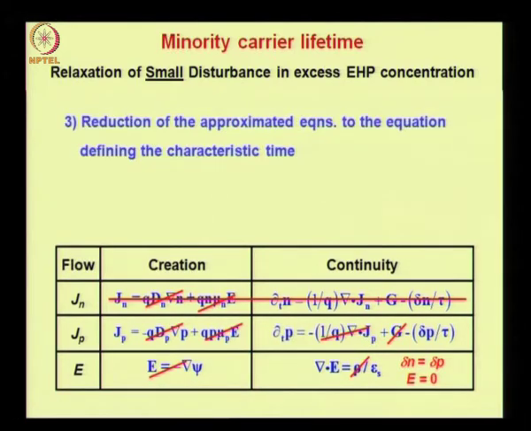The third step is reduction of the approximated equations to the equation defining the characteristic time. Now this is straightforward, because all that you need to do is just pick up this continuity equation for holes. So dou p by dou t is equal to minus delta p by tau. So that is the equation. Now here on the left hand side you have dou delta p by dou t instead of dou p by dou t, because p is equal to delta p plus p naught, and we know that dou by dou t of p naught is 0. So therefore dou by dou t of p is dou by dou t of delta p.